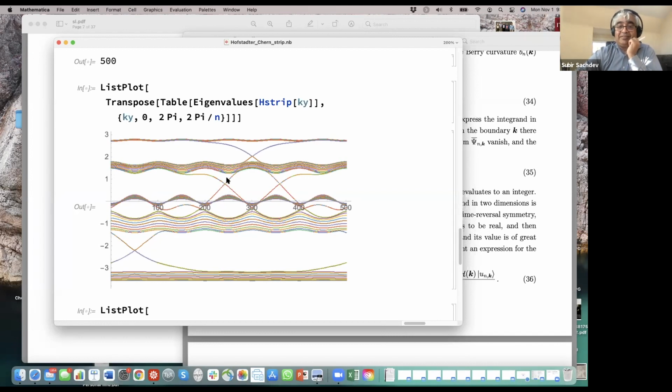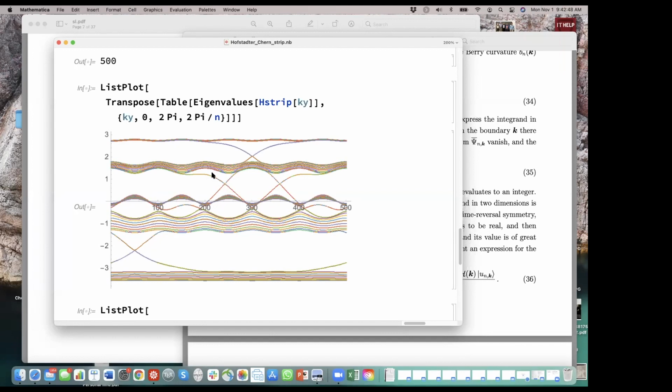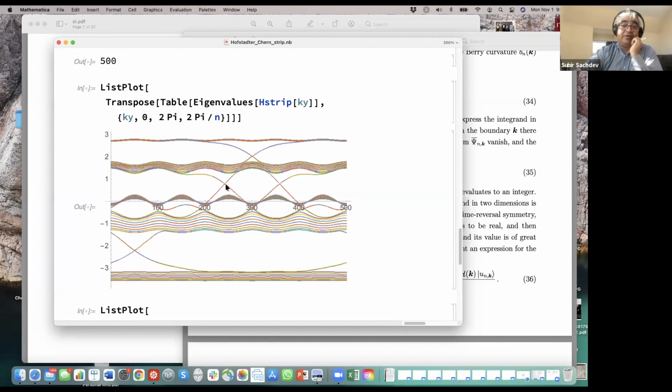Well, if you look at the wave function of these states, which you can do in Mathematica, you'll find that one of these states is on the left edge and the other state is on the right edge. So there's a state which only disperses as a function of kx, one of which is on the right edge and the other is on the left edge. And because they're so far apart, they practically cross. Of course, if there was a finite sample, they wouldn't cross and there'd be a very tiny gap here, which in fact is exponentially small in the size of the system. So these are the famous edge states.